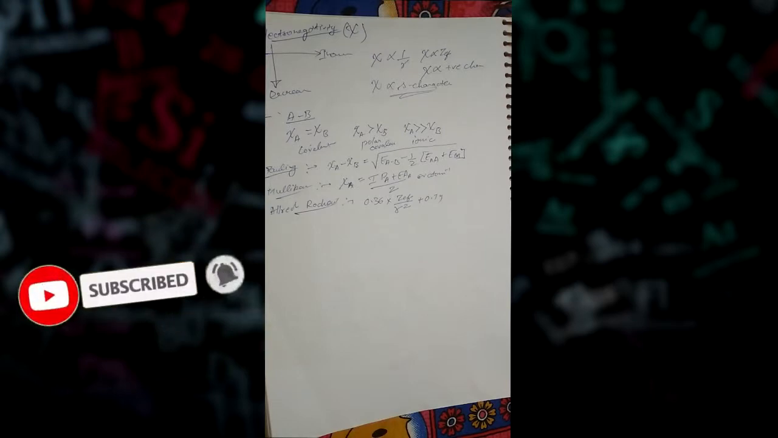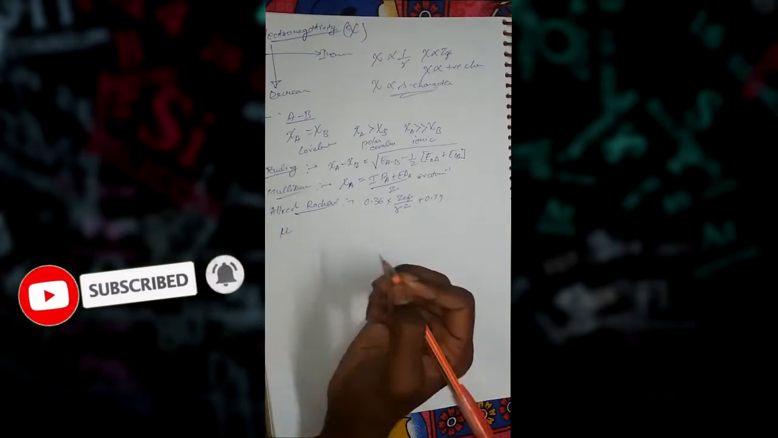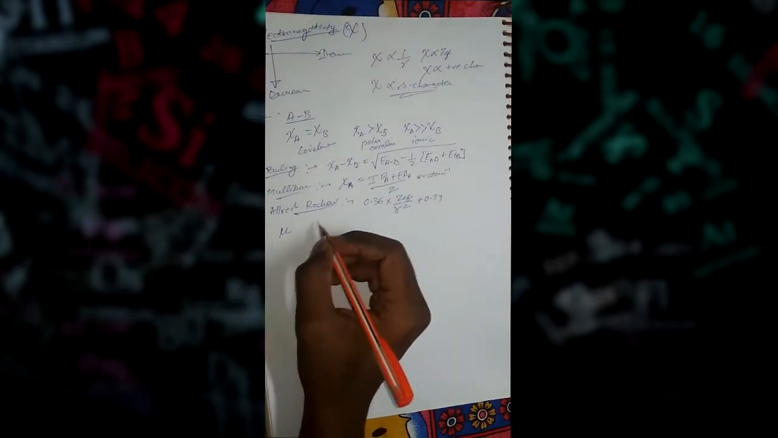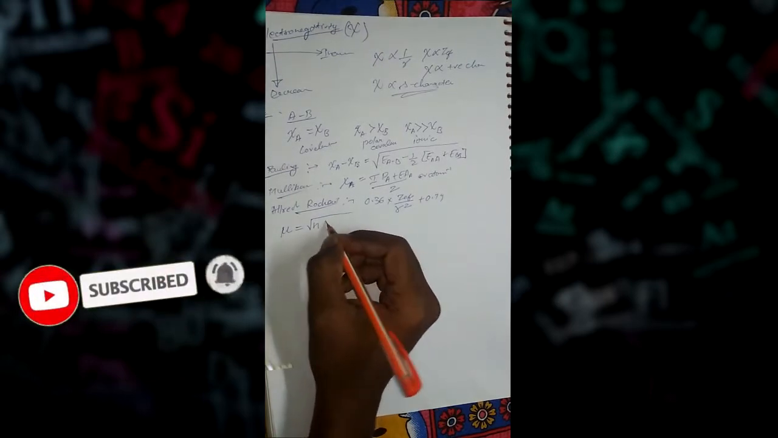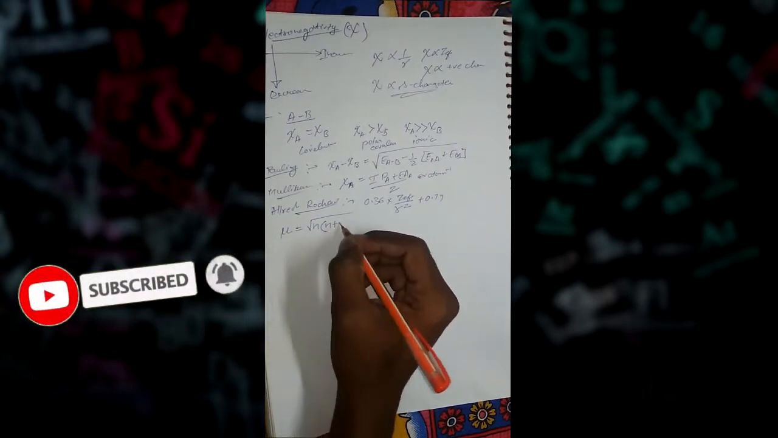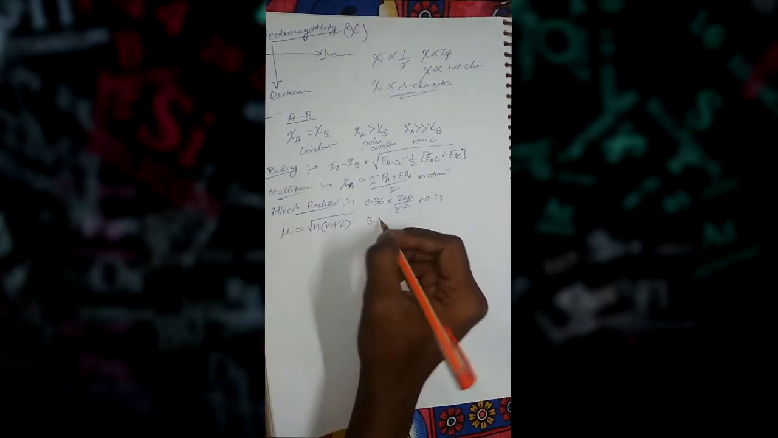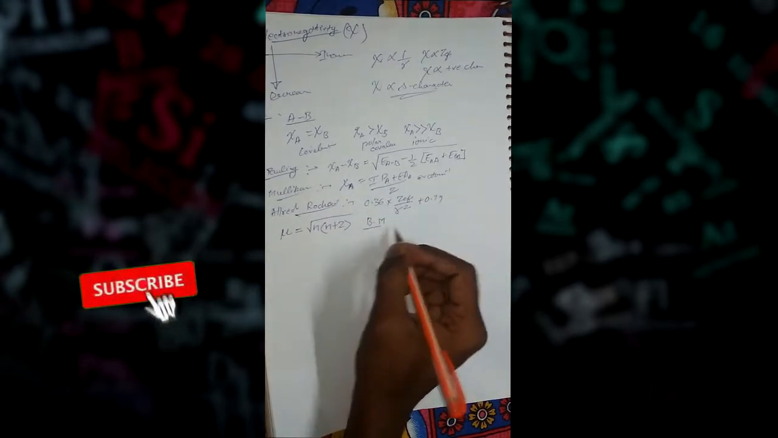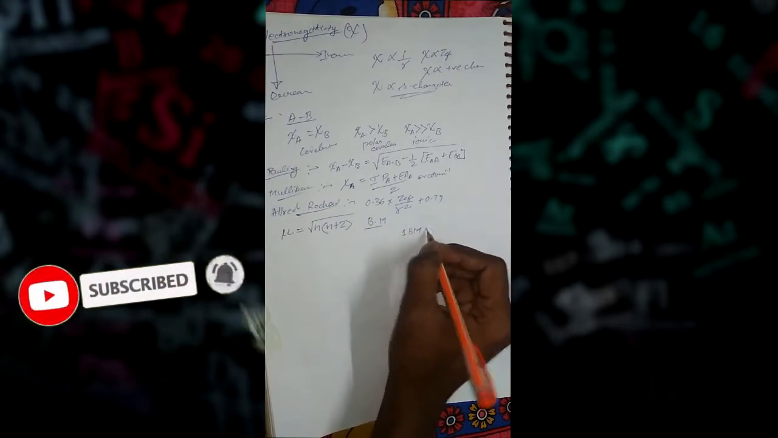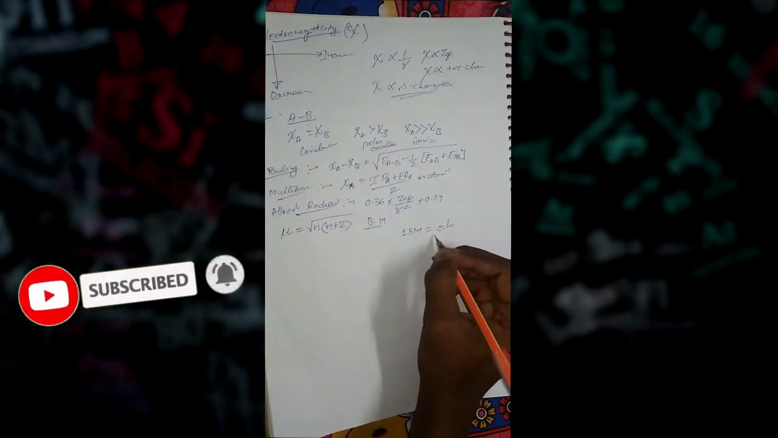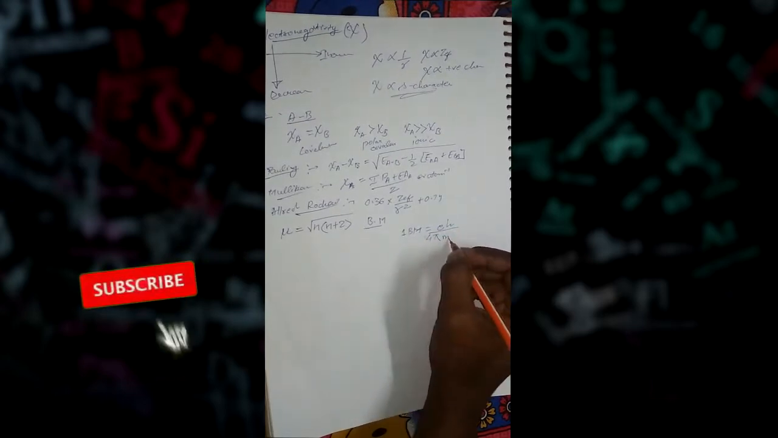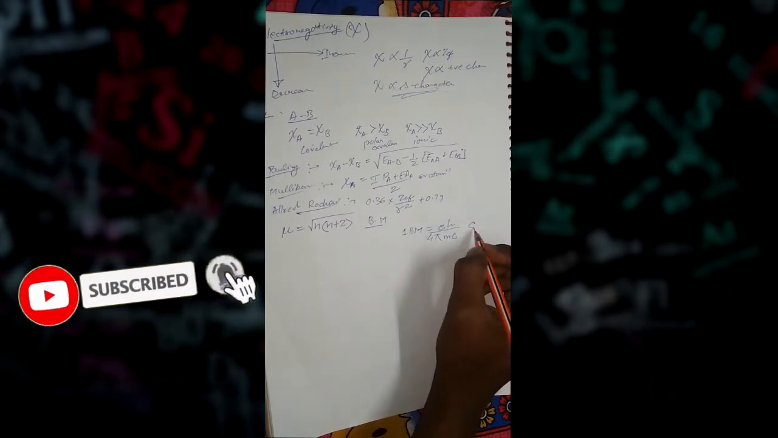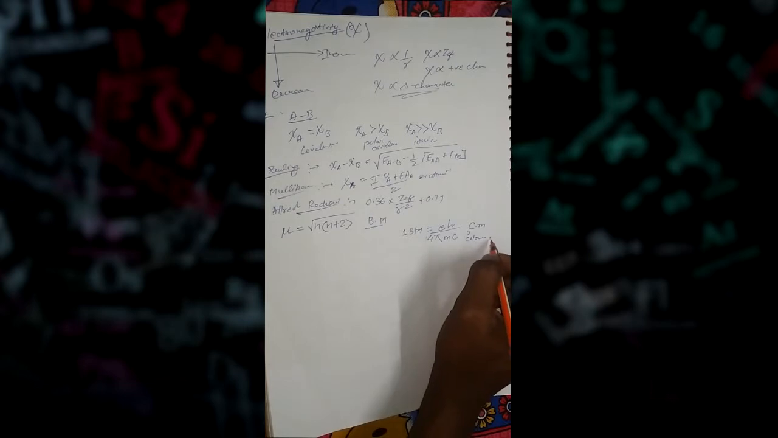Now one more thing I am going to tell you about is magnetic moment. It is calculated as under root of n, number of unpaired electrons, into (n plus 2), and its unit is Bohr magneton. One Bohr magneton equals charge of electron into Planck constant upon 4 pi mass of electron into speed of light, and its unit is coulomb into meter. It is coulomb into meter, not centimeter. Coulomb meter.